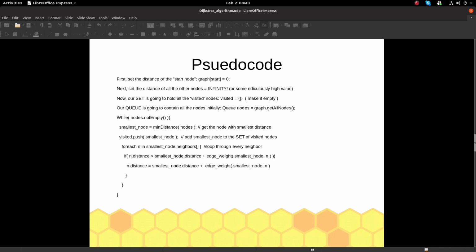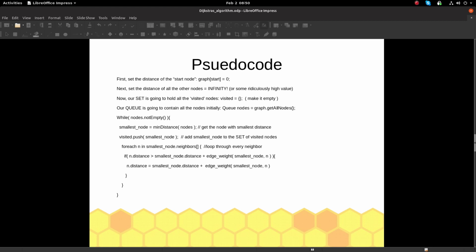To help us implement the algorithm, I went ahead and compiled some pseudocode to better lay out what it is we're trying to accomplish here. First of all, we're going to go ahead and set our starting node's cost to 0. Secondly, we'll set the costs to all of the other nodes within the graph to infinity, or some arbitrarily high number. Now we'll need to employ our queue of nodes. Let's fill it up with all the nodes within the graph.